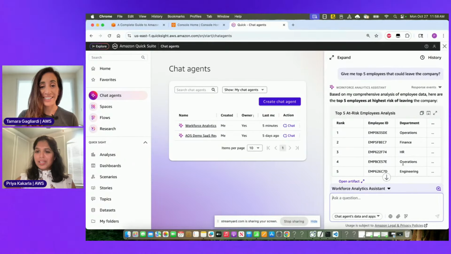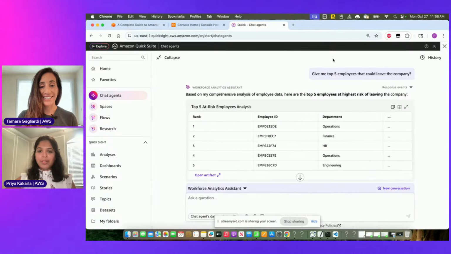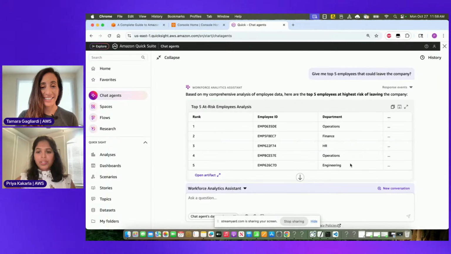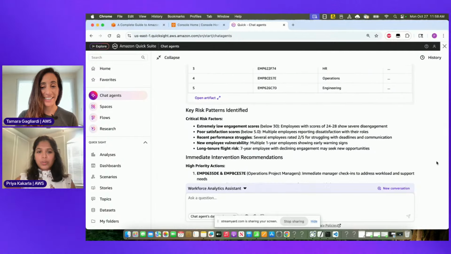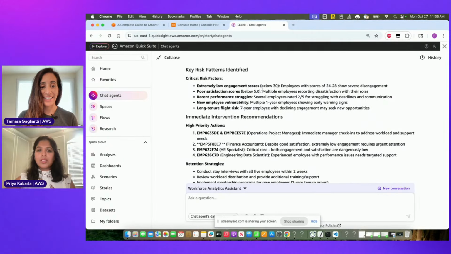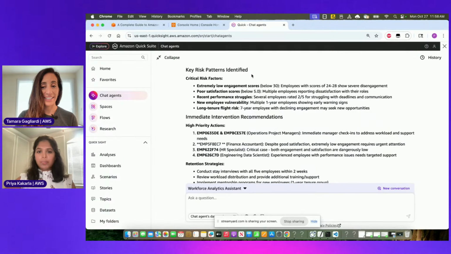If you see, let me expand this, Tamra, so we have better visibility here. It came back with 5 employee IDs and their departments. And it also told me what the key risk patterns are that were identified. So the HR director, Paulo, could work on what the company has to work on to retain the employees.